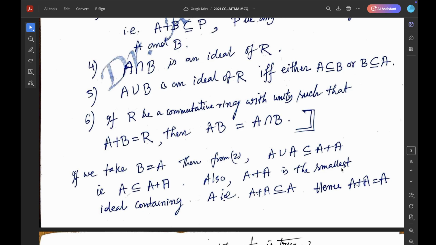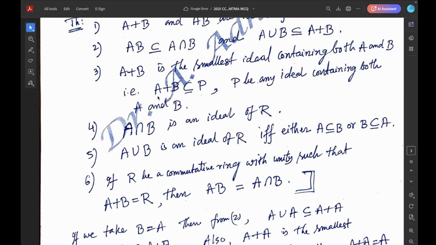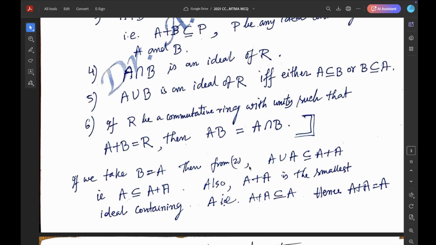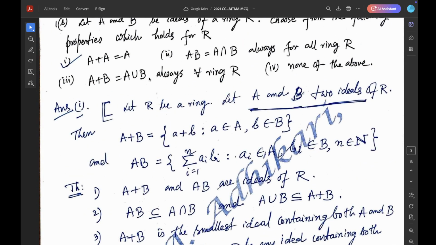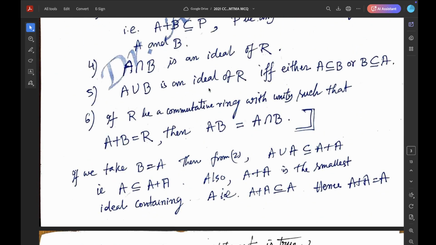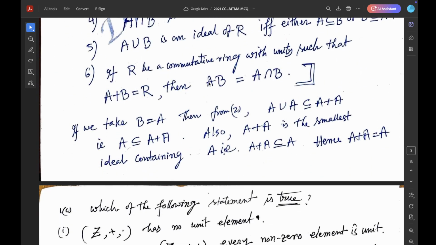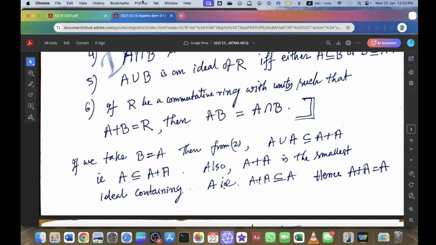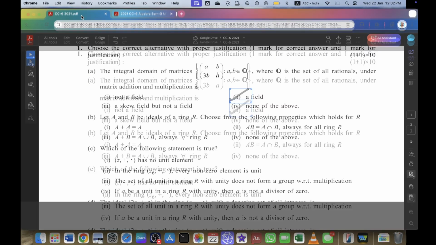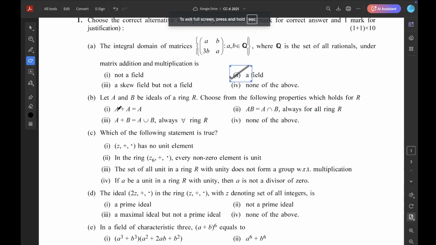Also, A plus A is the smallest ideal containing A, because A plus B is the smallest ideal containing both A and B. And so A plus A is the smallest ideal containing A, that is, A plus A is a subset of A. Thus A is a subset of A plus A, and A plus A is a subset of A. Hence A plus A equals A. Hence the correct option is 1, A plus A equals A. Next question.